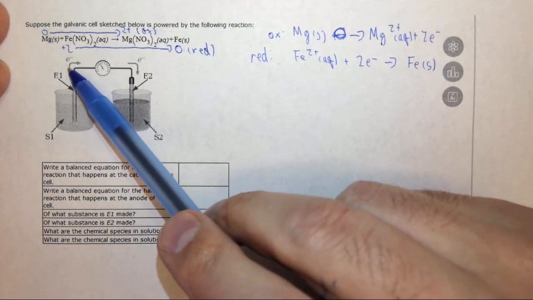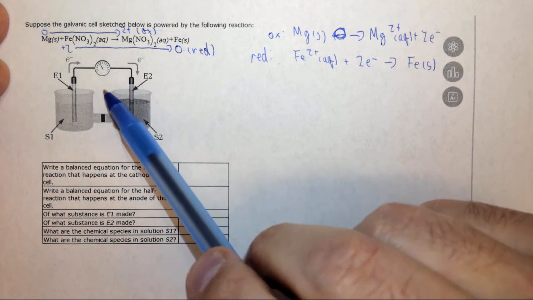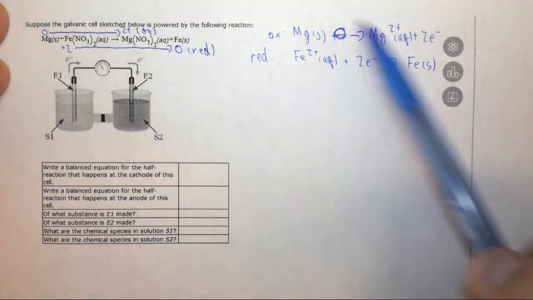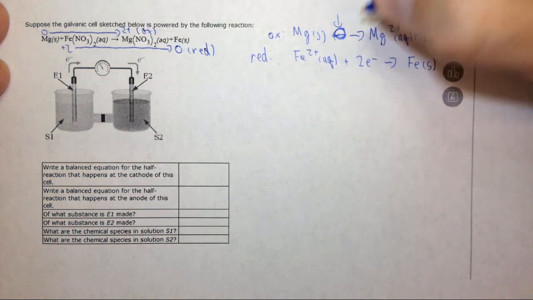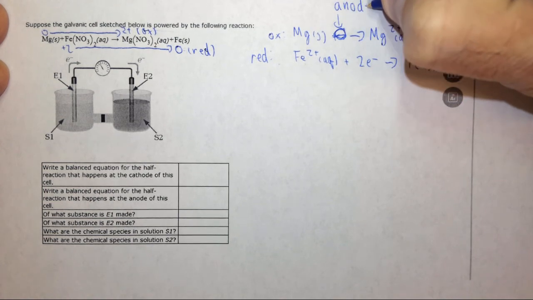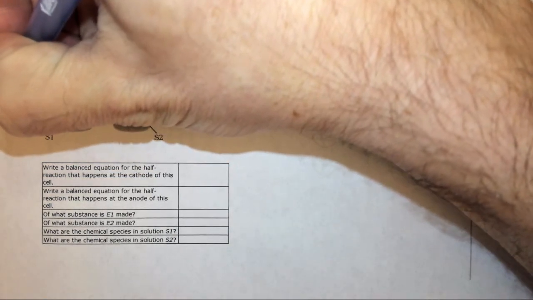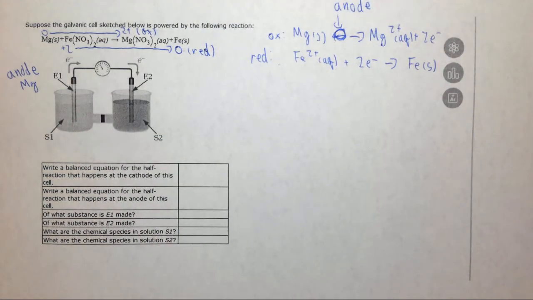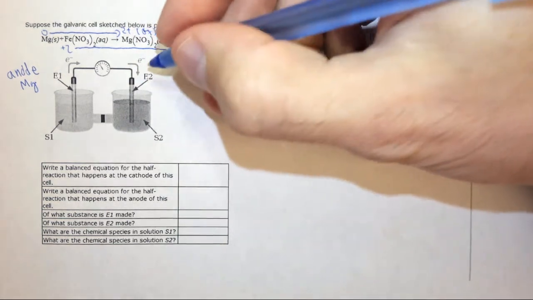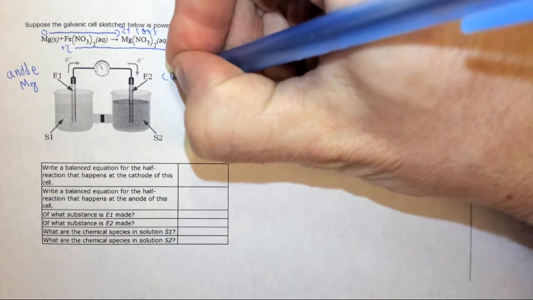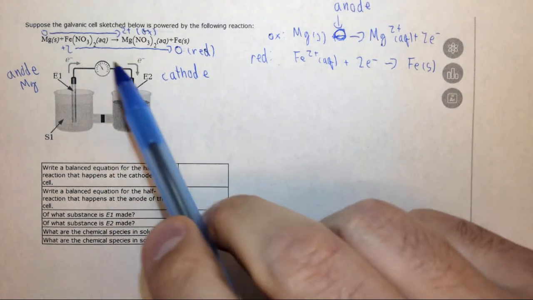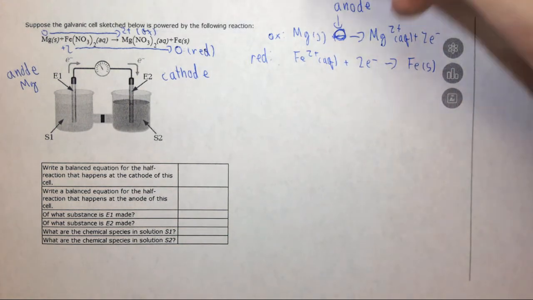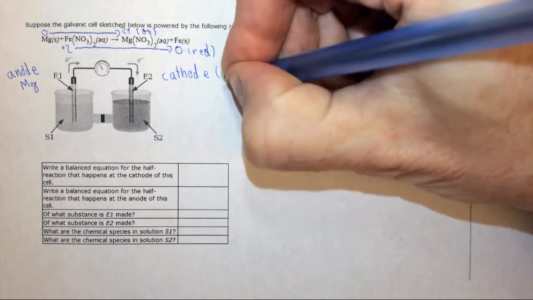Well, in this case, the electrons are flowing in this direction. So if the electrons are flowing in this direction, and magnesium is the source of electrons, we define the source of electrons as the anode. So over here, we have the anode, and the anode is made out of magnesium metal. Over here, E2, we have the cathode, and the cathode is receiving those electrons, because again, the electrons are flowing in this direction in this diagram, and so it is made out of iron.